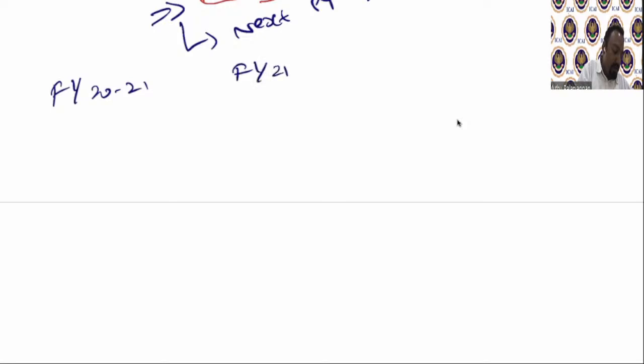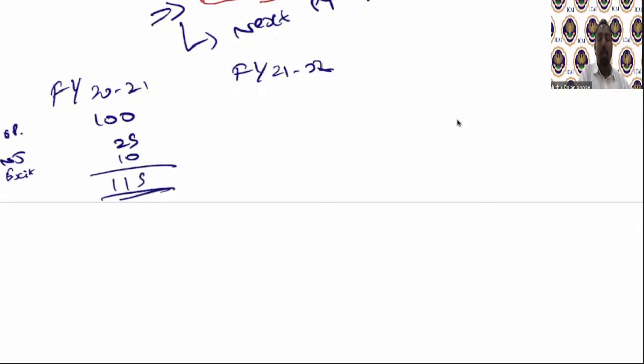Financial year 21-22. Opening, I had 100 employees. New joinees, I'm taking 25. Attrition, that is exit. I'll call it exit because it's called attrition. I'll take it as 10 employees. Now this is 115, correct? So technically the 25 employees are new employees. This is fine. Let's take the next year, opening 115.